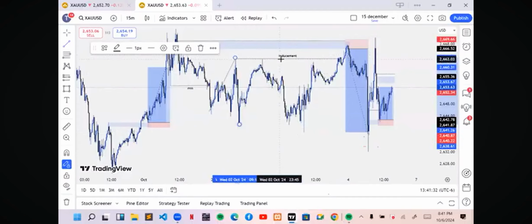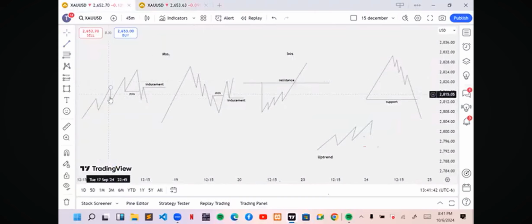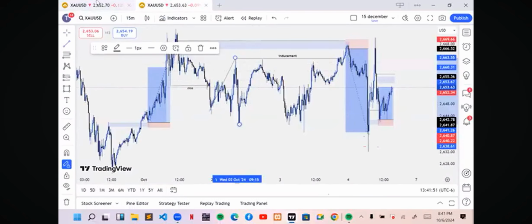So this is where the inducement is for this particular trade, because that is the first valid pullback the market made after this market structure shift. It's just like this. The market was on an uptrend, shifted to the downside, made this pullback. That pullback is your inducement. Same as this. This pullback is your inducement.